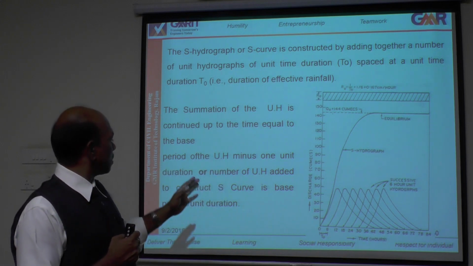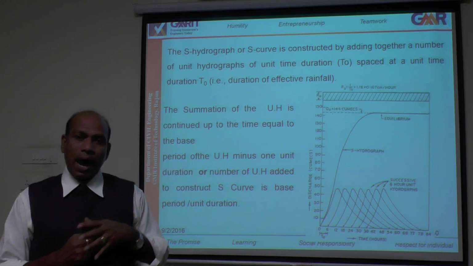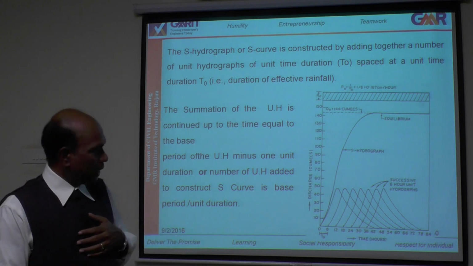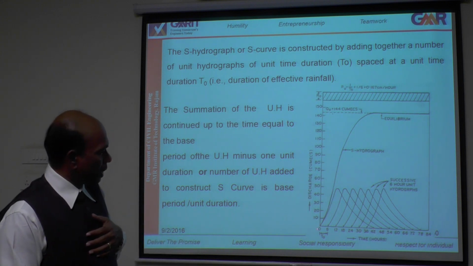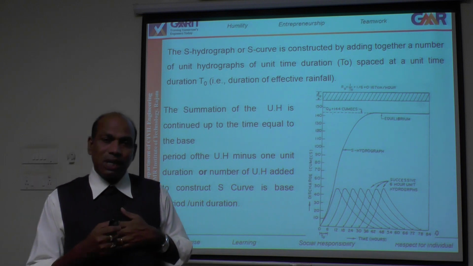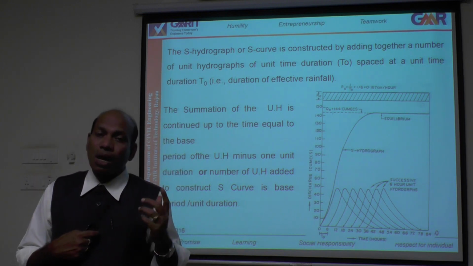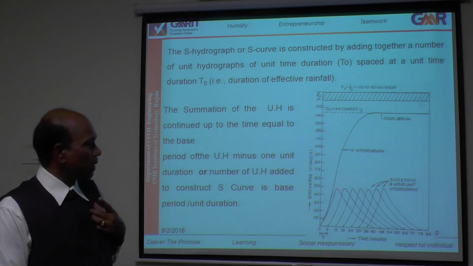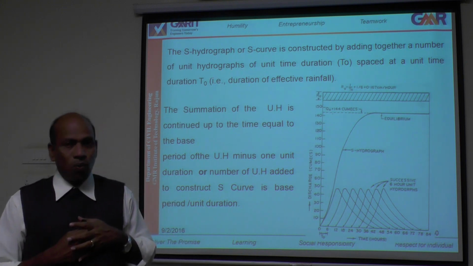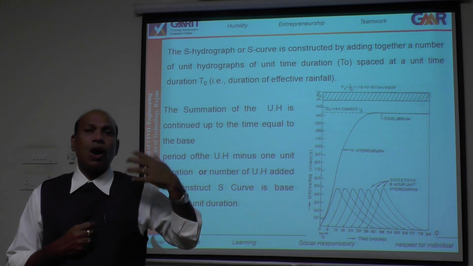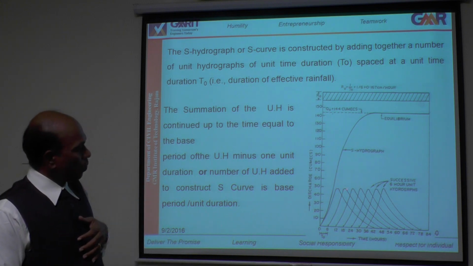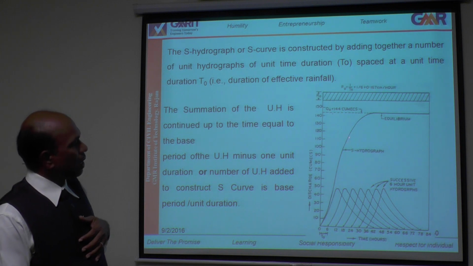How much this is extended means the number of unit hydrographs added for the construction of the S hydrograph is the base period. So this point to this point is the base period. The base period, as per the diagram, is equal to 42 hours. Base period divided by unit duration, that means the given unit hydrograph unit duration. Here they have given a 6 hours unit hydrograph. 42 divided by 6 equals 7. So now we are going to add 7 unit hydrograph ordinates, then only we have the S hydrograph ordinate. Like that, 1, 2, 3, 4, 5, 6, 7.